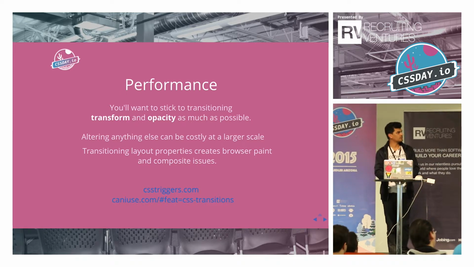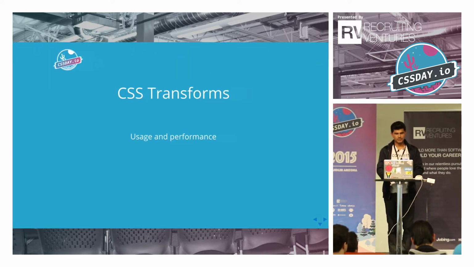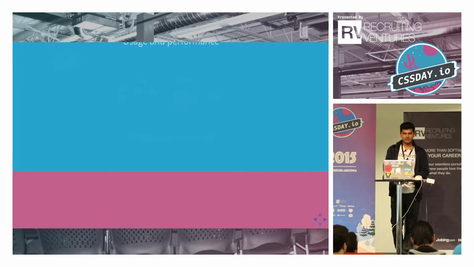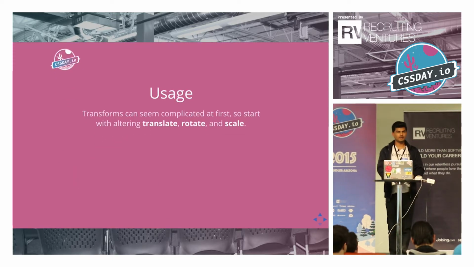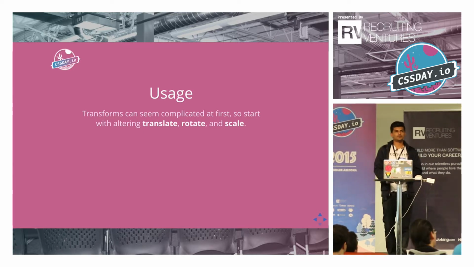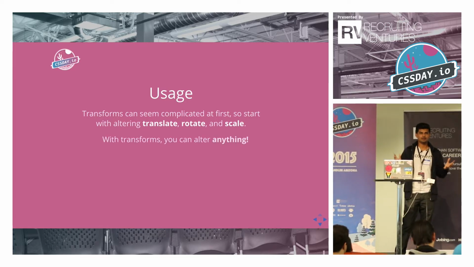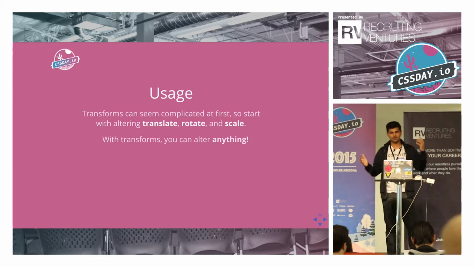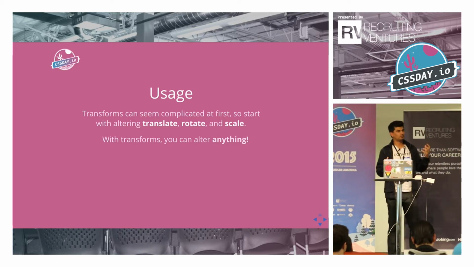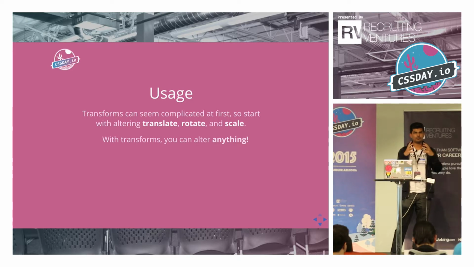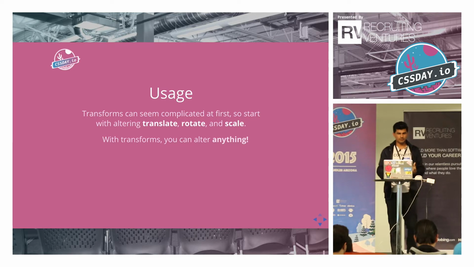There, CSS Transforms. We'll talk about the usage and performance. Transforms can seem complicated at first, so start with just doing translate, rotate, scale kind of thing. Pretty much transform allows you to change anything, whether it's an image, text block, you name it, a block of whatever it is. If you want to bring something more attention and you want to zoom in, scale in, transform is the CSS property that you want to use.